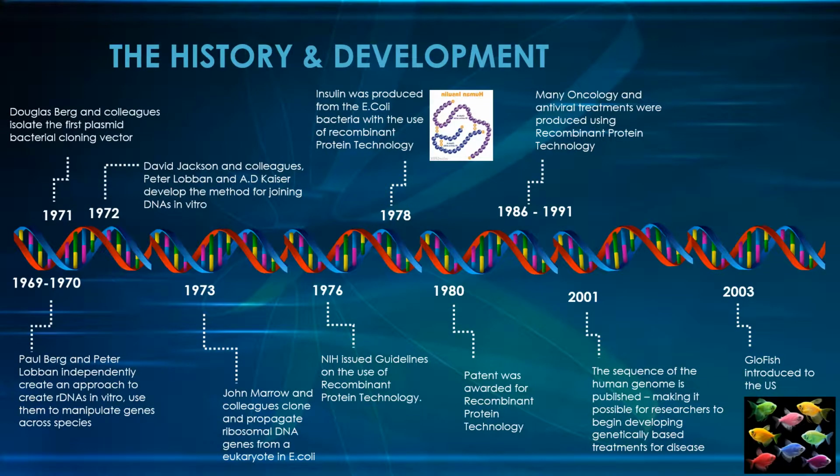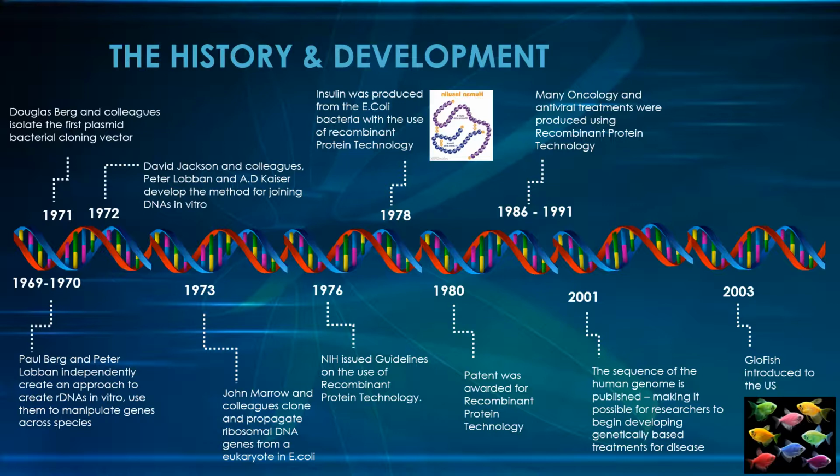Next, we'll take a look at some history and development. On this slide, you'll see a timeline, and we go back to the late 60s to where it all started. Paul Berg and Peter Lobban independently created an approach to create rDNAs in vitro and using them to manipulate genes across different species.